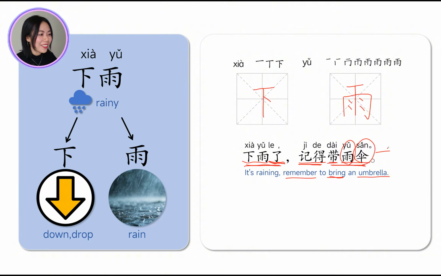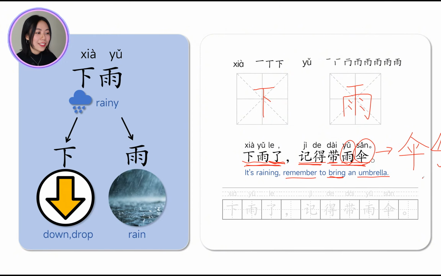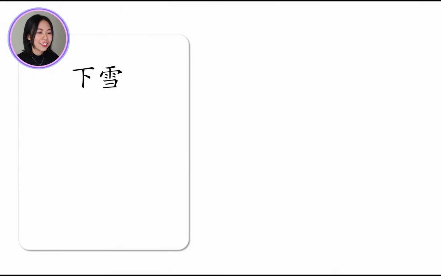And the 伞 so cute because the 伞 just look like a tiny umbrella. So, 下雨了，记得带雨伞。下一个 next one. 下雪 means snowy. 下 we just learned about it. That is down and drop.